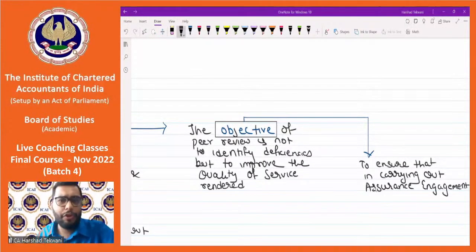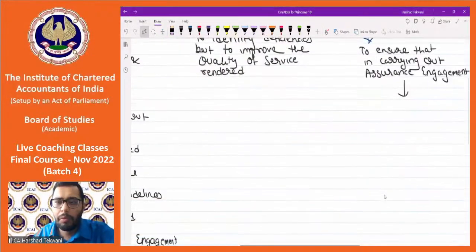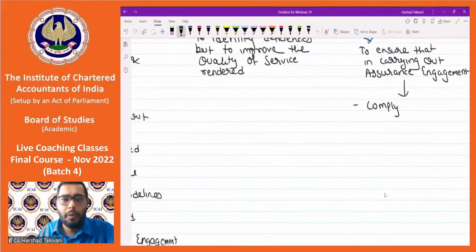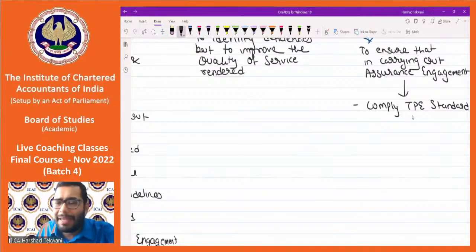by the member of the institute, whether these engagements comply with technical, professional, ethical standards. I'll write it in short form, TPE standards, that is technical, professional, ethical standards.